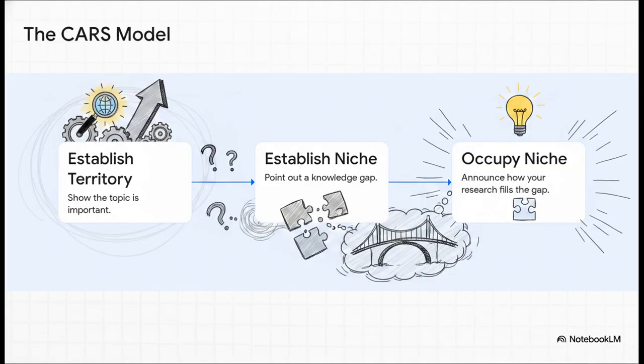And this right here is one of the most famous genre models out there, also from John Swales. It's called the CARS model, for Create a Research Space. He found this simple, three-move pattern in pretty much every research introduction. First, you establish a territory to show the topic matters. Second, you establish a niche by pointing out a gap in what we know. And finally, you occupy the niche by declaring how your research is going to fill it. It's a remarkably consistent and powerful rhetorical pattern once you start looking for it.